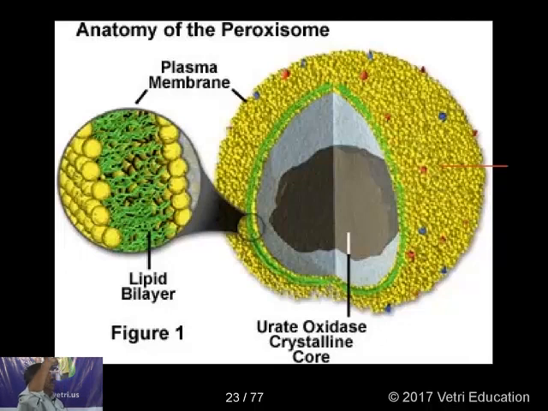Regarding the anatomy of a peroxisome, here you can see it is a globe-like structure whose wall is limited by a single membrane, a bilipid layer, and inside you can see a urate oxidase crystalline core, with many types of oxidases inside this peroxisome.